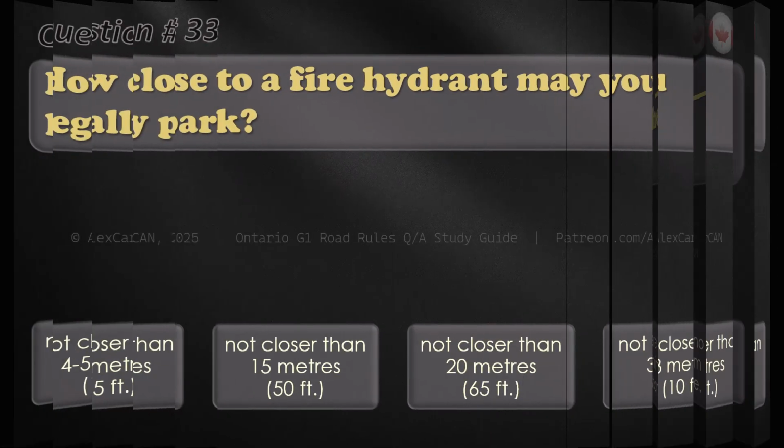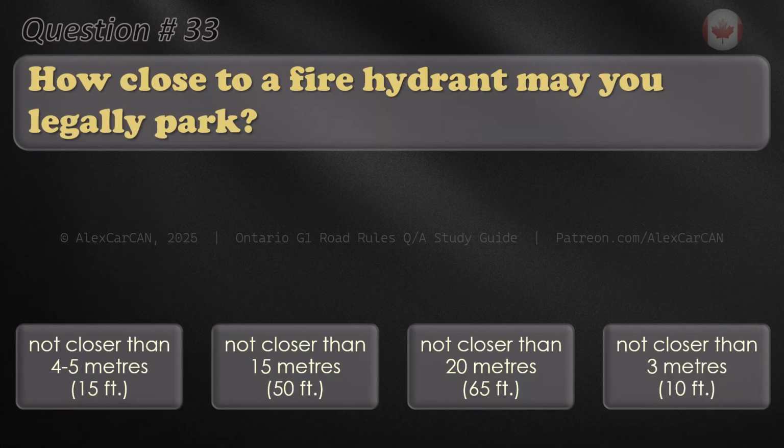Question number 33. How close to a fire hydrant may you legally park? Not closer than 4 to 5 meters, 15 feet. Not closer than 15 meters, 50 feet. Not closer than 20 meters, 65 feet. Not closer than 3 meters, 10 feet. The correct answer is not closer than 3 meters, 10 feet.